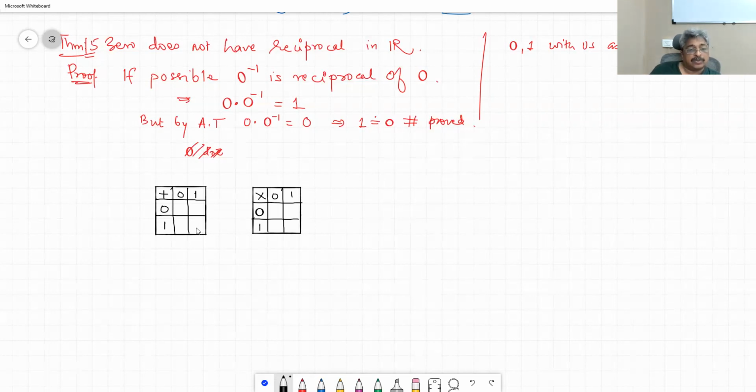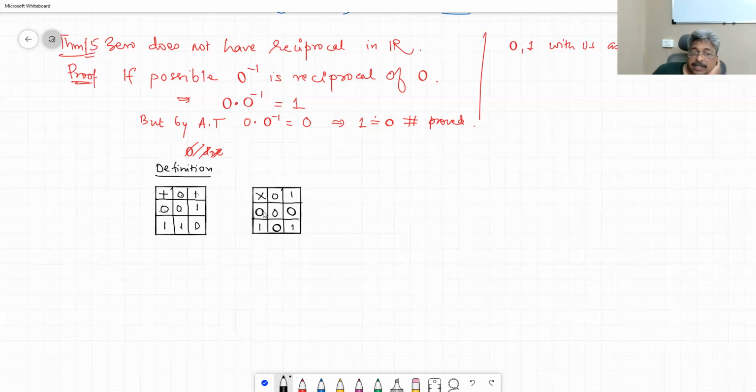Suppose we define it like this. What do we mean by this? 0 plus 0 is equal to 0. 0 plus 1 is equal to 1. 1 plus 0 is equal to 1. 1 plus 1 is equal to 0. This is the definition of addition. This is the definition of multiplication.